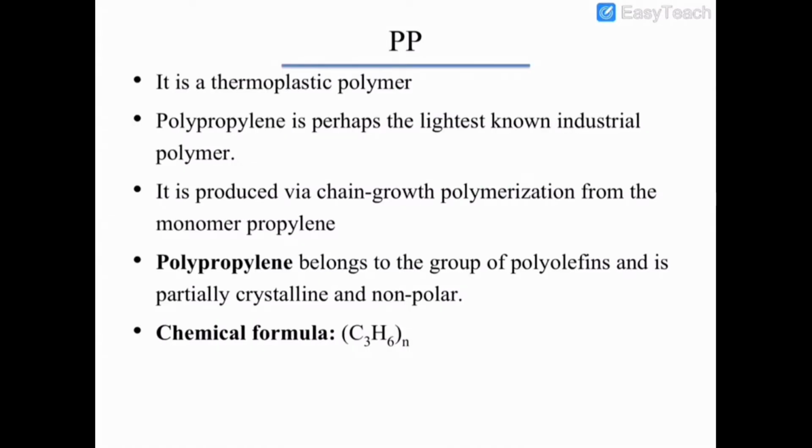Polypropene is a thermoplastic. Polypropene is perhaps the latest non-industrial polymer. It is produced via chain growth polymerization, that is addition polymerization, from the monomer propylene. Polypropylene belongs to the group of polyolefins and it is partially crystalline and non-polar. The chemical formula of polypropylene is (C3H6)n.